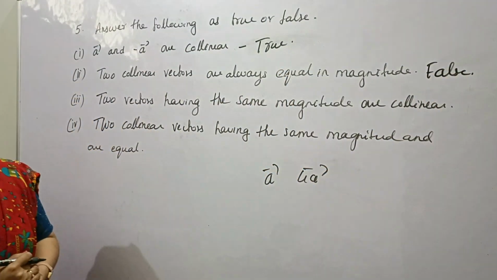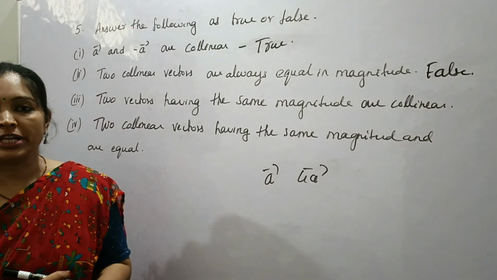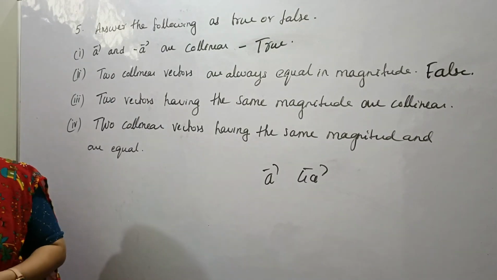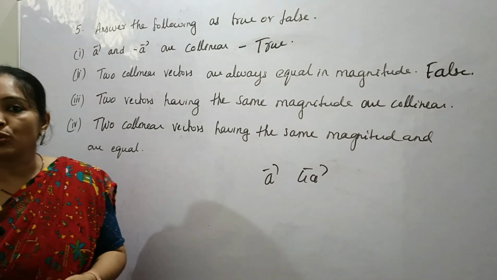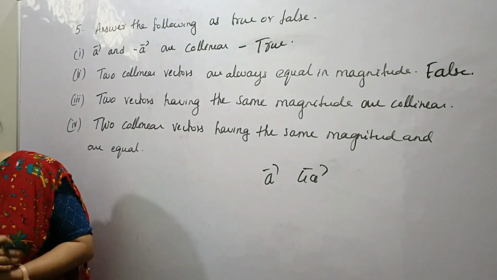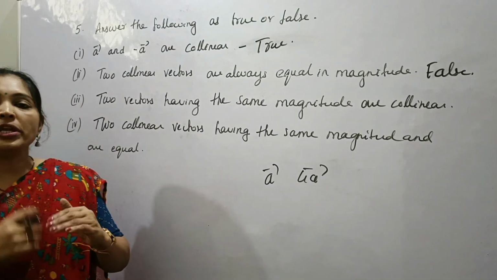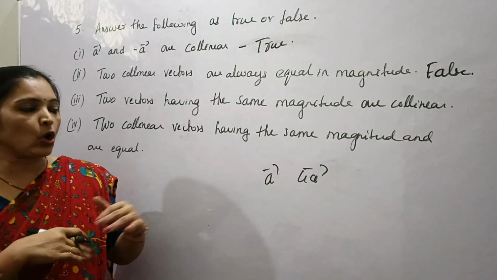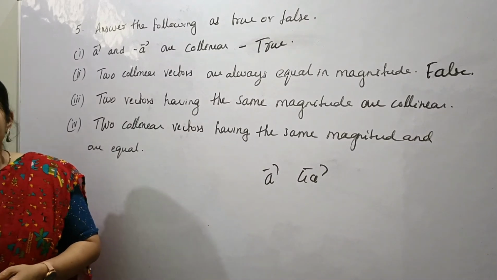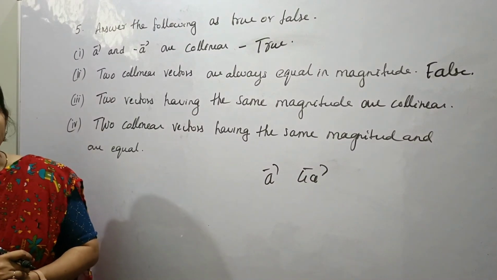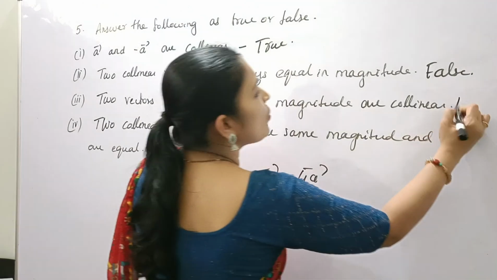Next, two vectors having the same magnitude are collinear. We know that unit vectors have magnitude 1, that is the same magnitude. So unit vectors along different coordinate axes have the same magnitude but they are not collinear. Therefore, it is also false.